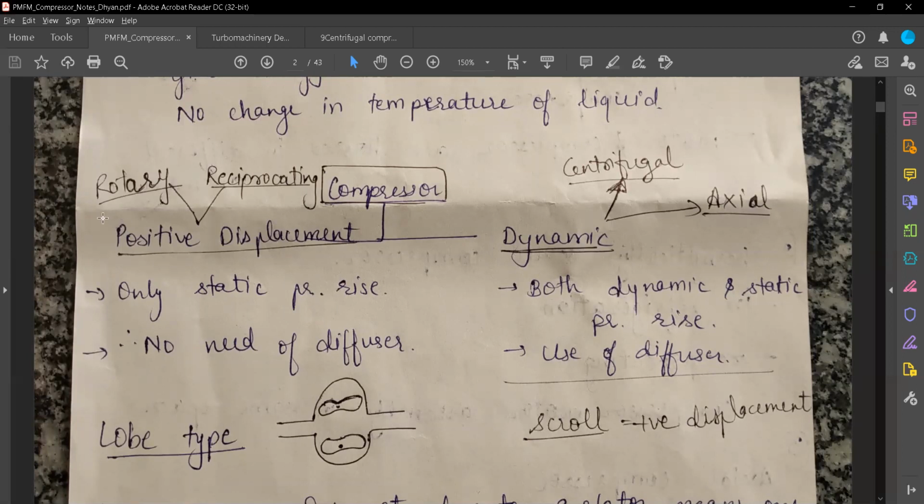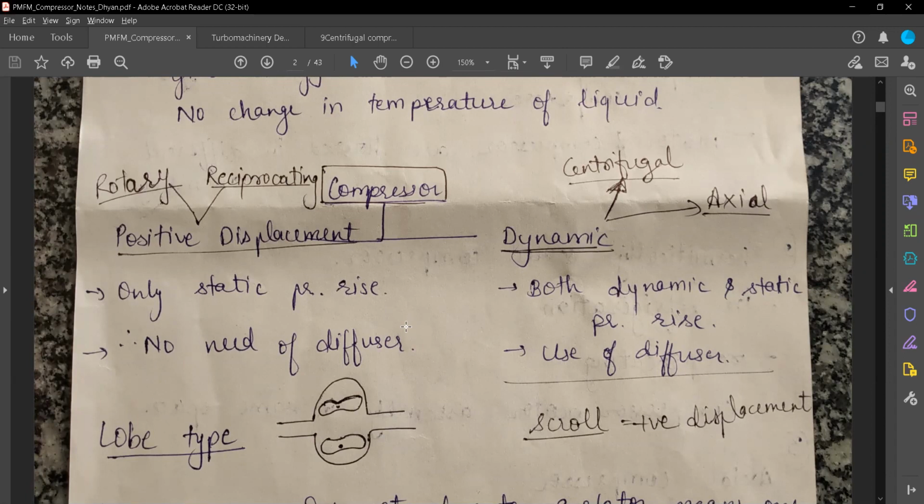There can be multiple different types of positive displacement compressors. They can be rotary or they can be reciprocating. But one major difference is they only give static pressure rise to the fluid. And another difference is, since there is only static pressure rise, the velocity is not increasing. There is no need of a diffuser. You would remember the purpose of a diffuser: the diffuser is going to reduce the velocity and increase the pressure.